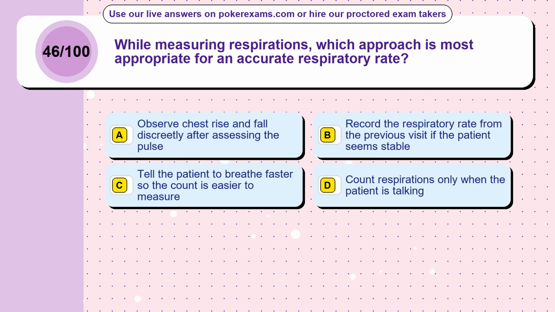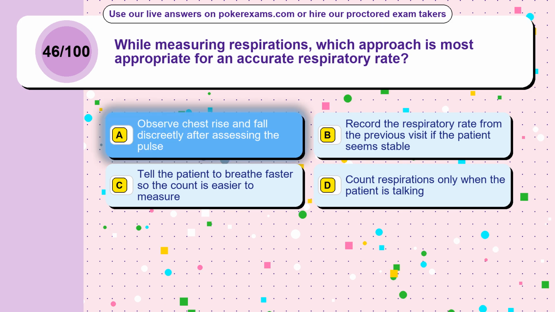Question 46. While measuring respirations, which approach is most appropriate for an accurate respiratory rate? Option A. Observe chest rise and fall discreetly after assessing the pulse. Option B. Record the respiratory rate from the previous visit if the patient seems stable. Option C. Tell the patient to breathe faster so the count is easier to measure. Option D. Count respirations only when the patient is talking.